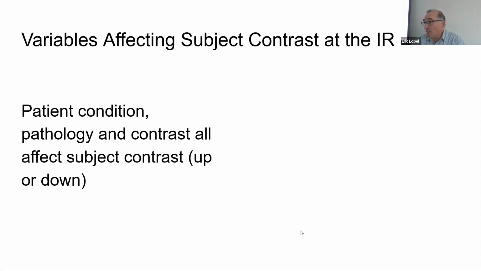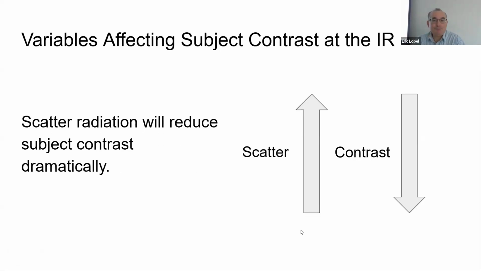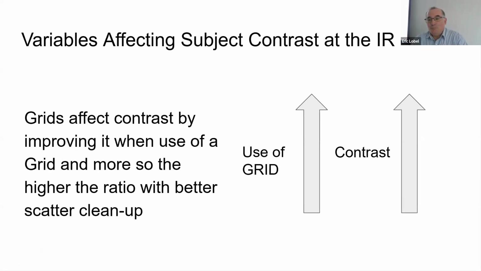Pathology, as we said, can go up or down. Scatter up, contrast down. I guess I like that one. Use a grid, contrast goes up. I could add that the dose arrow would also go up, right?